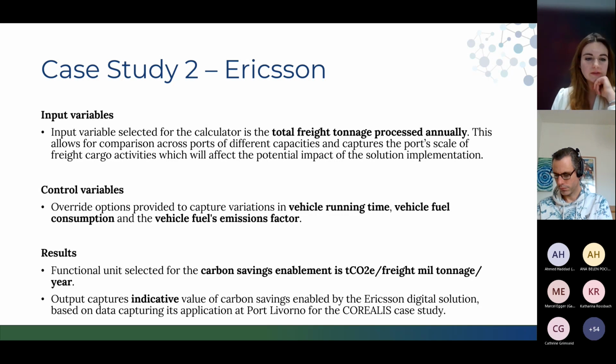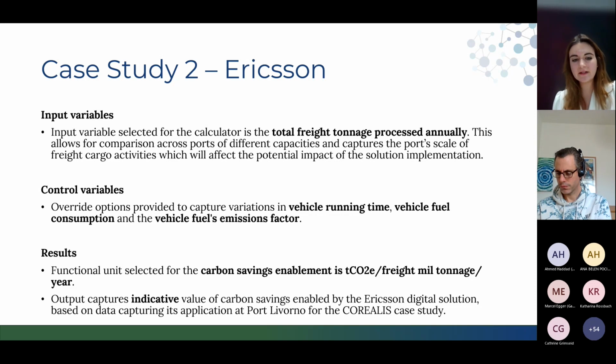If we look at the results, when expressing the results from the calculator, the functional unit selected to express the carbon savings is the ton CO2 saved per million freight ton processed per year. Again, to bring it back to the capacity of the port as a comparison point, the freight tonnage is included.